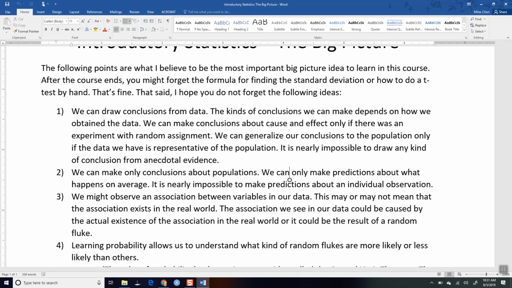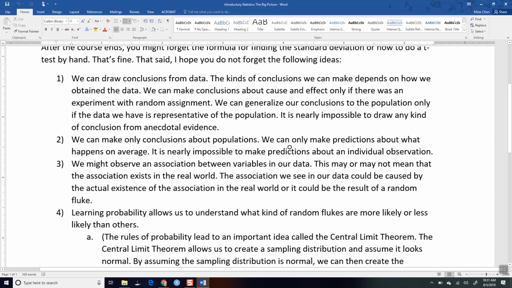These are the 5 points that I want you to really internalize as what you've learned, what you will learn, and what you have learned in this class. And we'll cover all of this stuff and the calculations and the things in between. All right. So number 1 is that we can draw conclusions from data. That's the biggest idea that statistics presents: that we can draw conclusions from data.